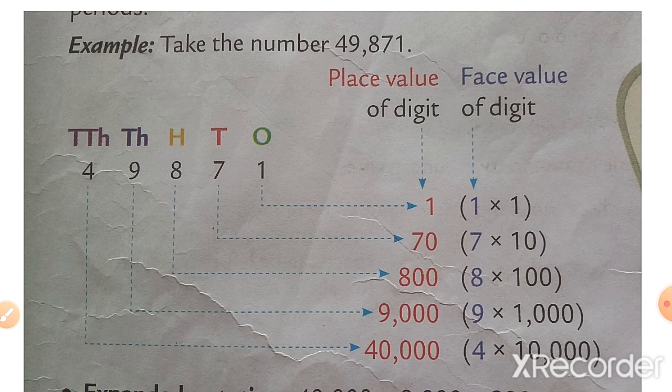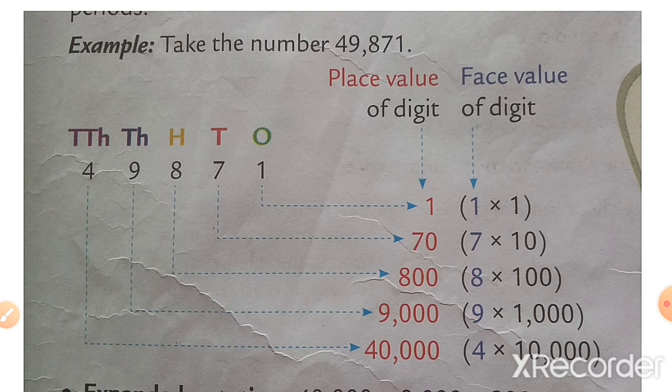So you have to multiply the 7 with 10. You will get 70. So the place value of 7 is 70. To write the place value of 8, first write the face value. The face value of 8 is 8 and the place of 8 is 100. So 8 into 100 is 800. So the place value of 8 is 800.